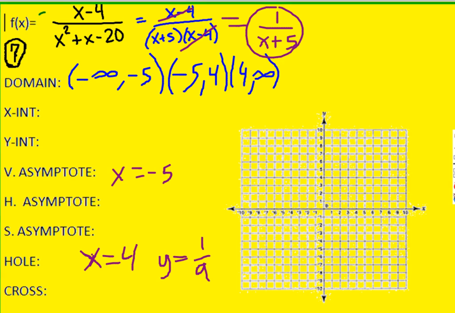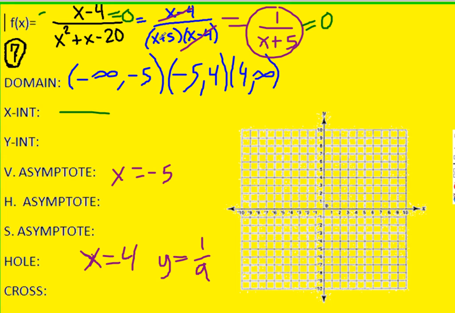Our x-intercept happens when the y value equals 0, meaning the whole function equals 0. So what happens here, if I set that entire equation equal to 0, that means the numerator is equal to 0. Well, 1 never equals 0, so I don't have an x-intercept. Interesting. Be careful, because from the original, you would have gotten x equals 4, but remember, 4 does not exist in your domain. That's why it's always easier and smarter to use your factored equation.